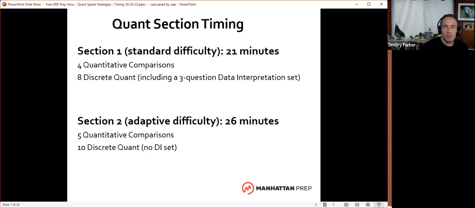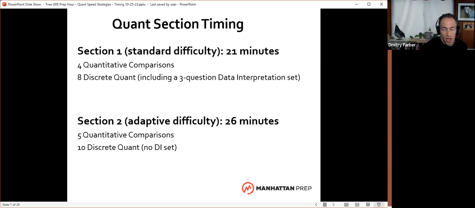You're going to see 2 broad categories of question types that we call quant comp and discrete quant. Quantitative comparisons are the ones where you're comparing the 2 columns, right? Which is bigger, quantity A or quantity B? And they only have 4 answers, A, B, C, D. From that perspective, they're the easiest to guess right on.